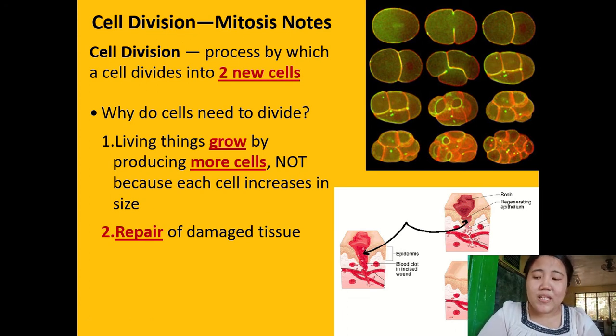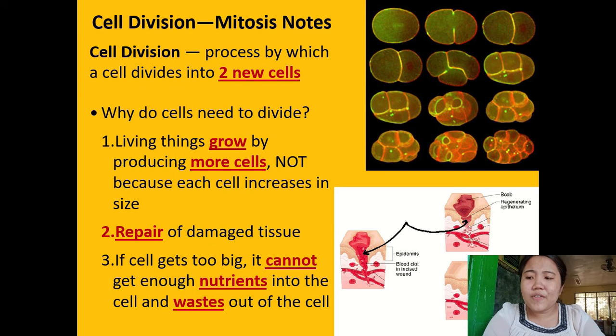Damaged tissue. Take note that if you have cuts on your body, on your hands, and then you notice that your hand is healing, automatically the process of healing those wounds is called cell division.